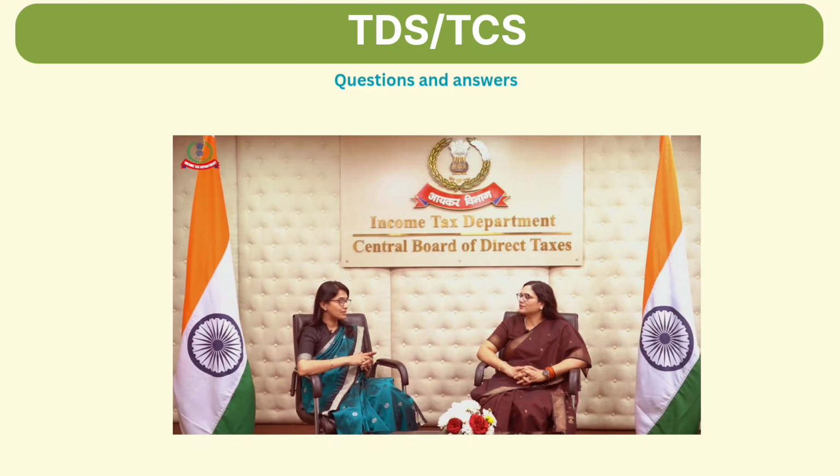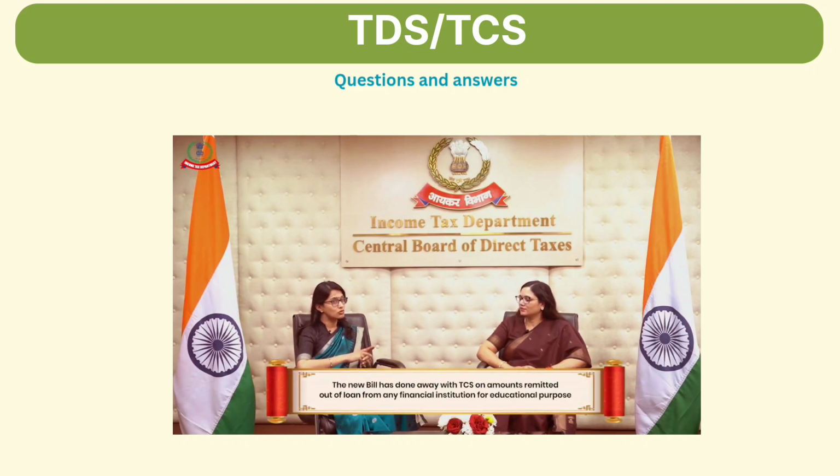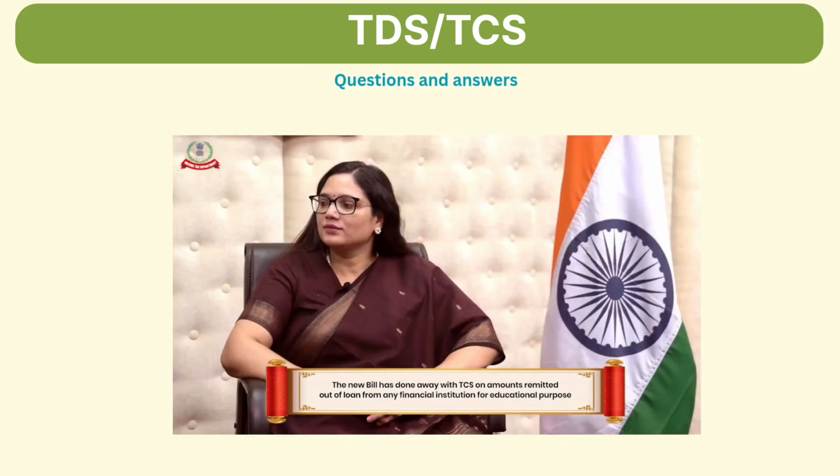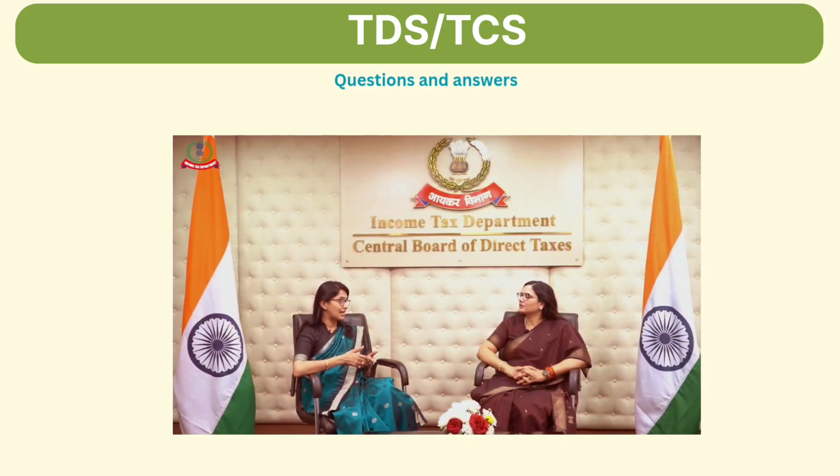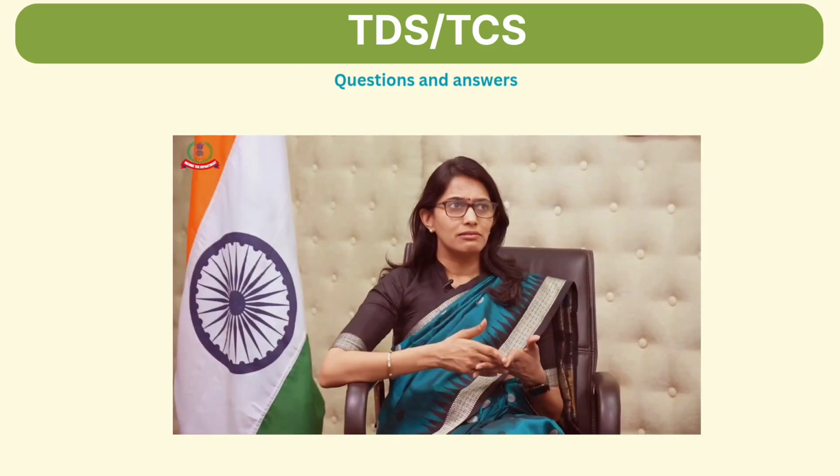Further, there is another very positive step taken by doing away with TCS on amounts remitted out of a loan from any financial institution for educational purposes. The threshold limit for TCS on other remittances has also been raised to 10 lakhs from the existing 7 lakhs.